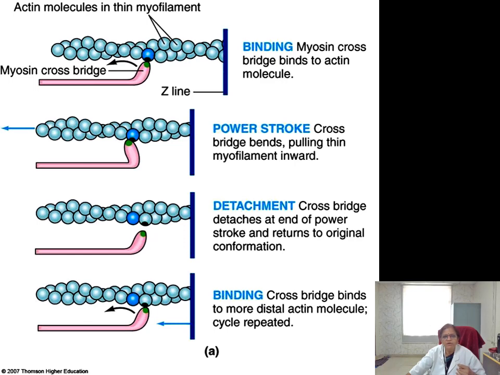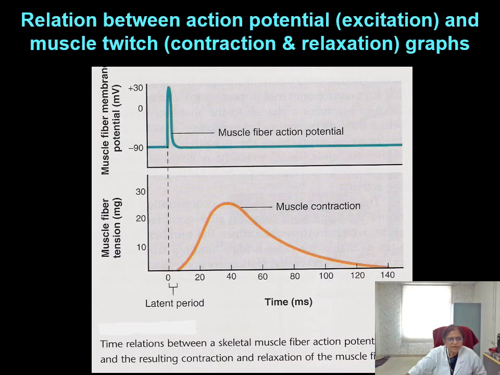Binding of myosin: the cross bridge binds to the actin molecule. Power stroke: the cross bridge bends, pulling the thin myofilament inward towards the M line. Detachment: the cross bridge detaches at the end of the power stroke and returns to its original conformation. Binding: the cross bridge binds to more distal actin molecules and the cycle is repeated. That's why it is also called the cross bridge cycle. It can be asked in the exam many times as a 5 marks question, so the sequence should be presented in the correct order.